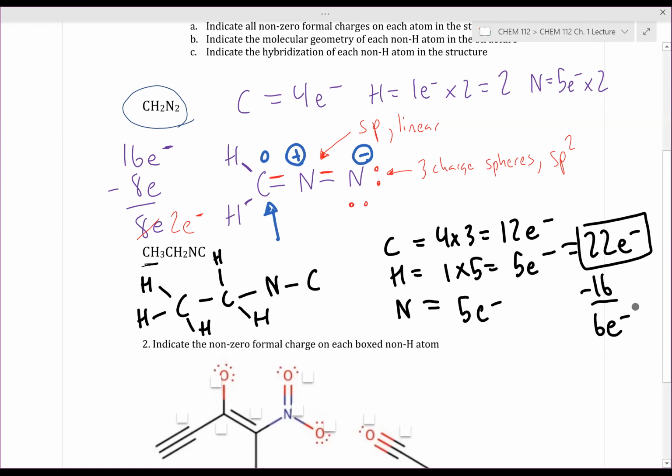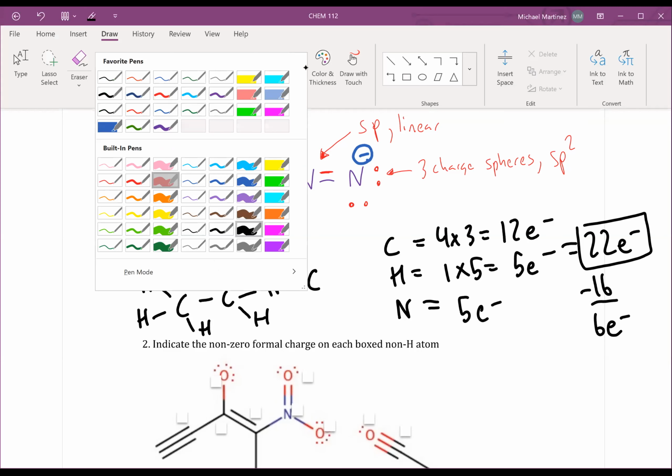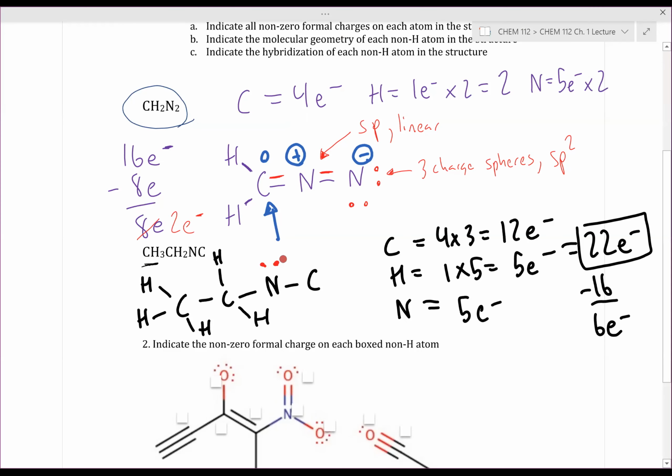If our goal is to fulfill the octet of every single atom in this molecule, where should we start placing those 6 electrons? Carbon and nitrogen. Okay, perfect. So let's start by placing them on nitrogen. And how many lone pairs does this nitrogen need? Two lone pairs for a total of 4 electrons. So let's place those lone pairs. 1, 2, 3, 4. We now have 2 electrons remaining.